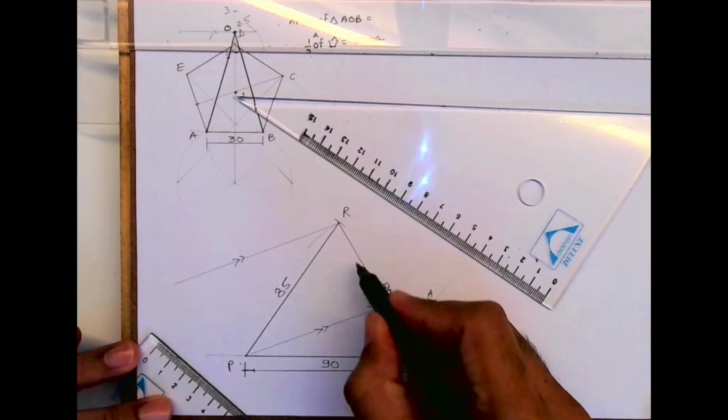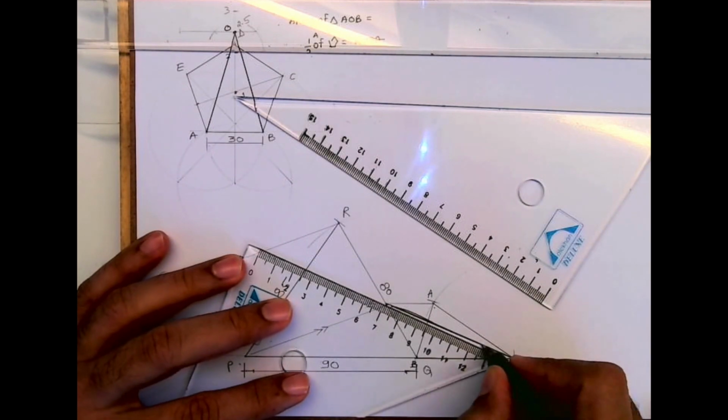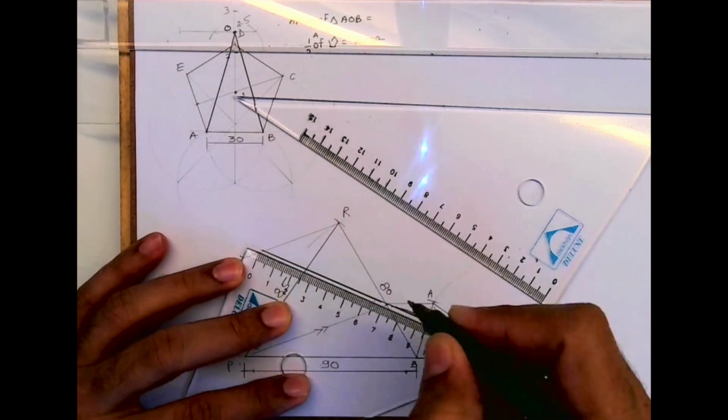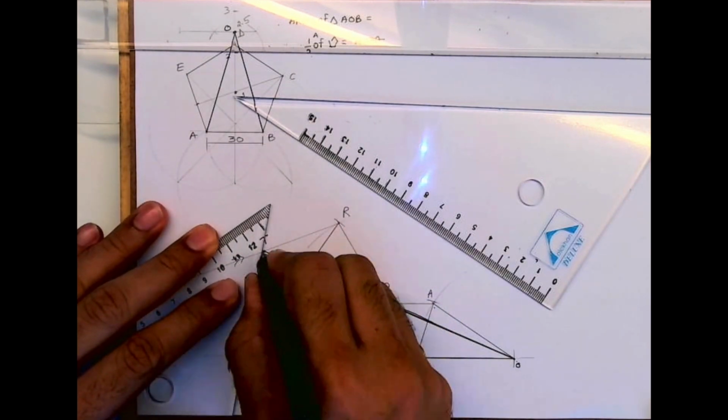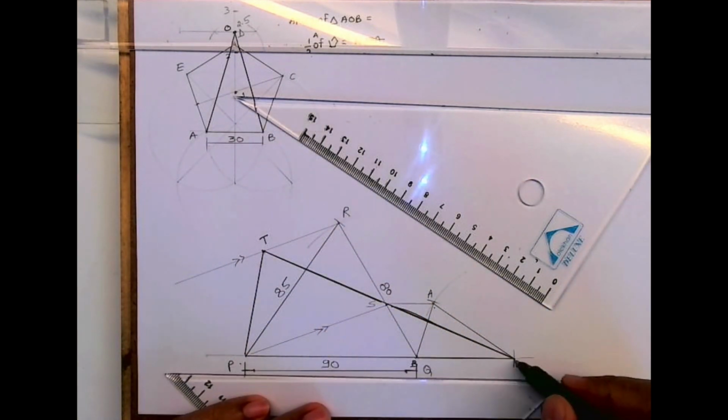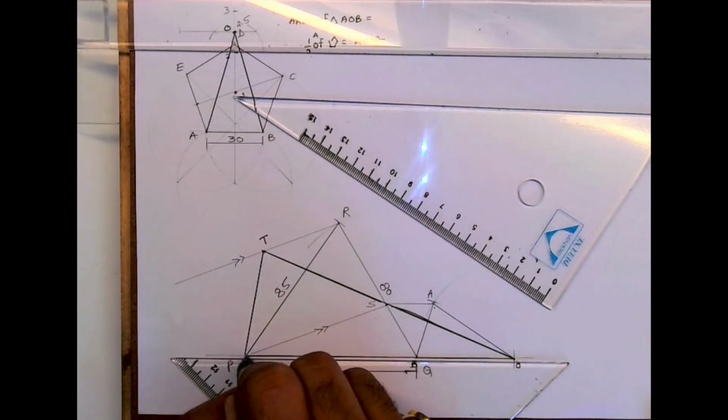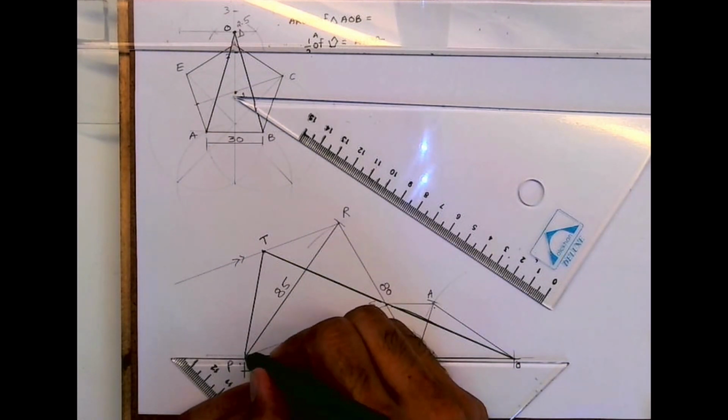See this. Then I'll extend, this is PSR. So then I'll extend this line. Wherever it will cut, that will be T. So instead of PSR, now we have PST. And the entire triangle is POT.